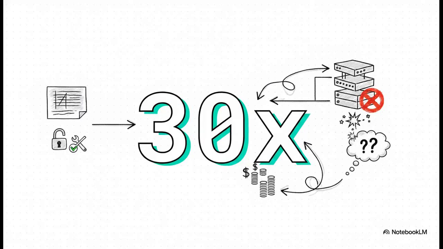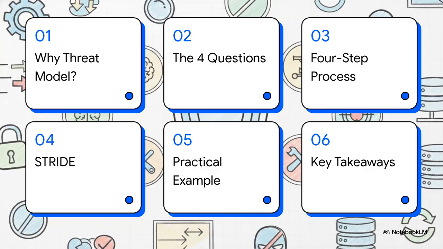Now, if you're wondering why we invest so much time here, check this out. According to NIST, fixing a design flaw is literally 30 times cheaper than trying to patch it in production. 30 times. A missing auth check? Well, during design, that's just a quick 2-line fix. But if you find that exact same flaw after release, oh man, you are looking at a brutal, time-consuming architectural redesign.